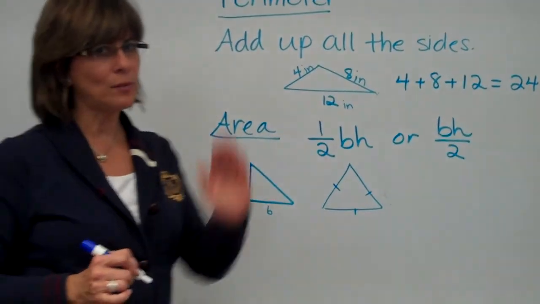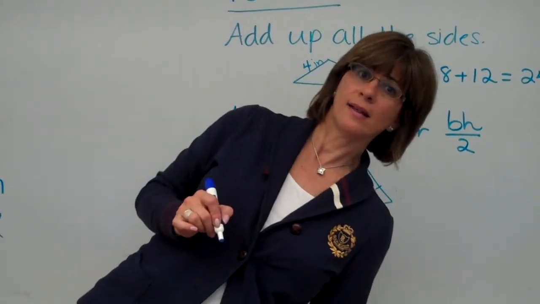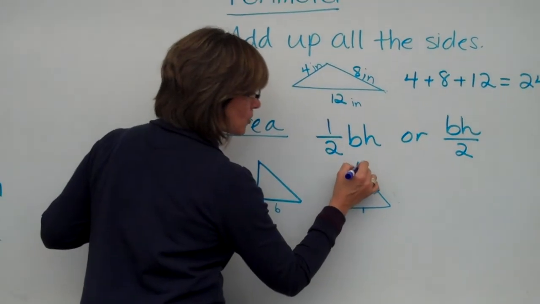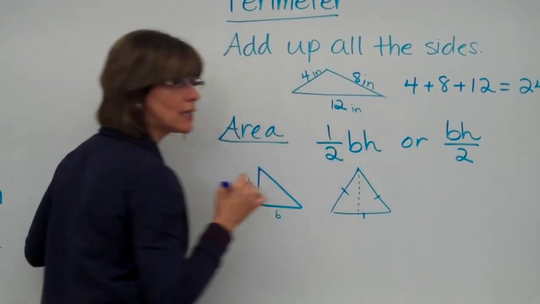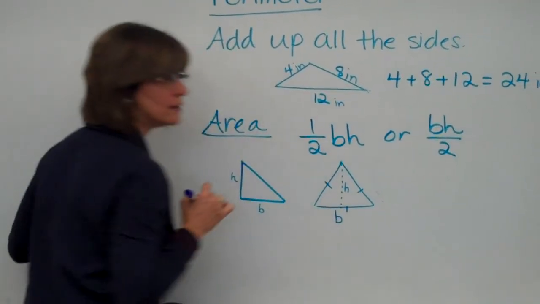You can't have the height be slanted. Would I be the right height if I was like this? No, I wouldn't. You couldn't measure my height that way. So you have to measure the height from a vertex perpendicular to the base. So this is the base and this is the height.